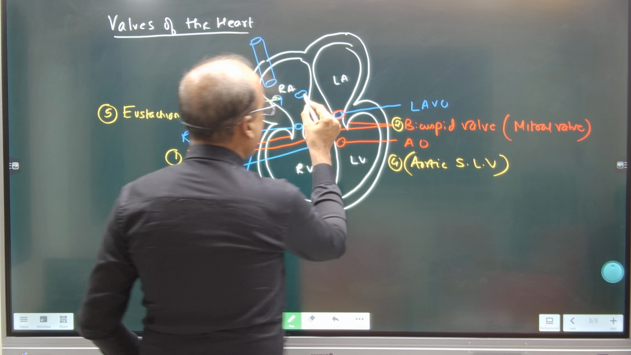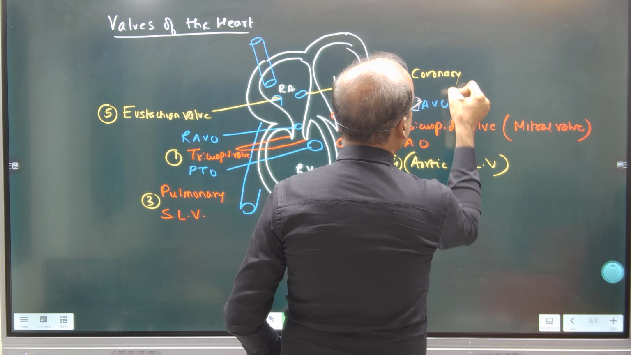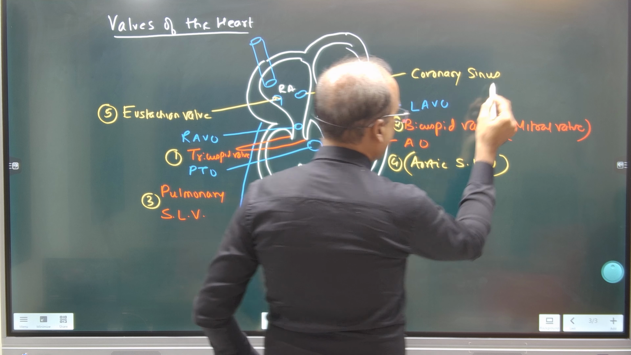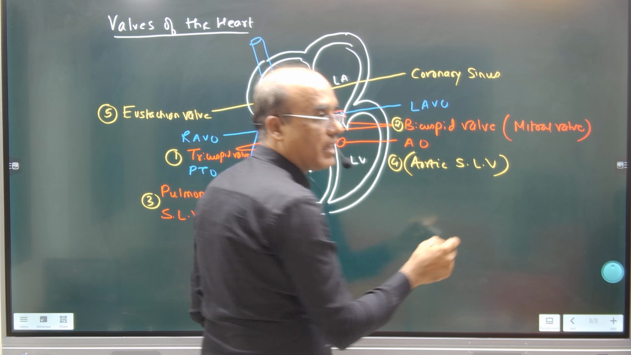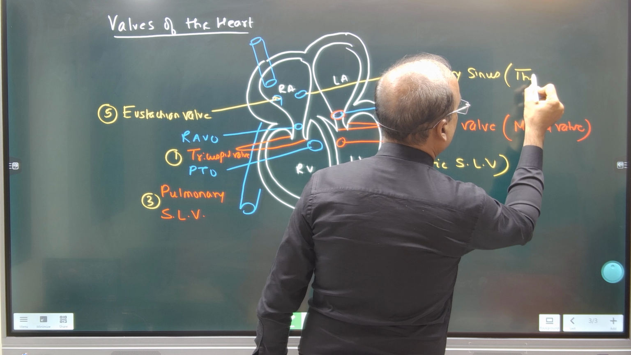And this opening is called the coronary sinus. Here also one valve is present. The valve present here is called the Thebesian valve.